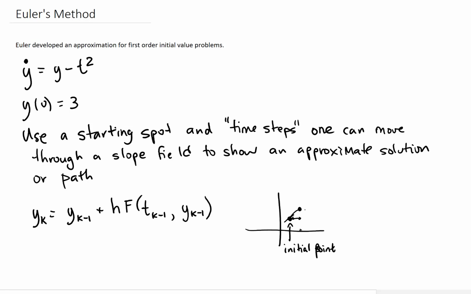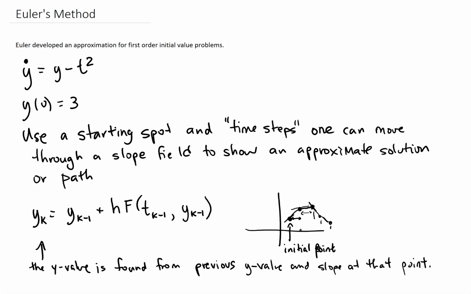And then you get to a new point, and you calculate what the slope is there, and you follow it until you get to the next time step, and you calculate the slope there. You just keep doing that with these time steps being regular intervals, and you're continuously using this iterative approach to estimate where this solution might be.